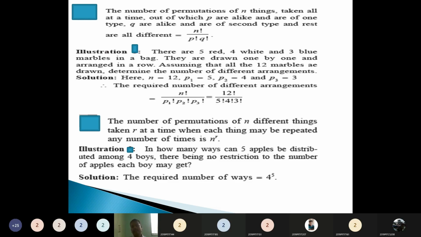So for this you have to find the value. You can do it manually. So factorial means, 4 factorial means 4 into 3 into 2 into 1. That is the thing.